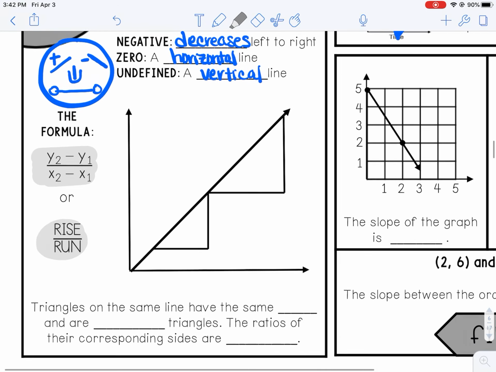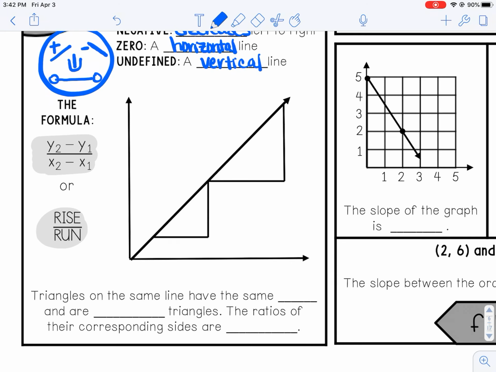Triangles that are on the same line have the same slope. Okay, so these two triangles that we're looking at over here are not the same size, but because they are on that same line, this line right here, they have the same slope. So if I were to label these, my change in x, which would be x2 minus x1, is going to be proportional to that value up here, which is your run. Over here, the vertical change, y2 minus y1, is going to be proportional to the vertical change over here.